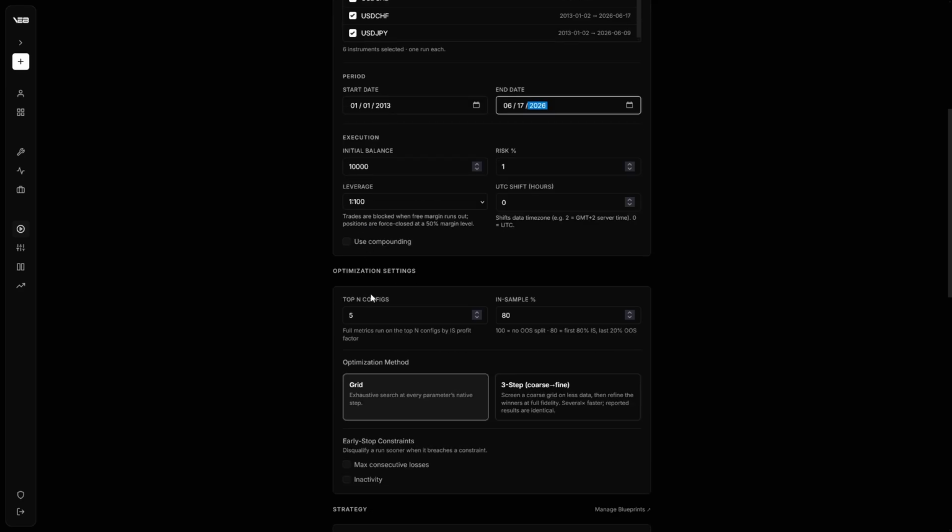I'm also going to split the optimization into a 70-30 in-sample, out-of-sample split. And I'm going to set top N configs to 10, so we will only calculate the full metrics on the top 10 runs of the in-sample profit factor.